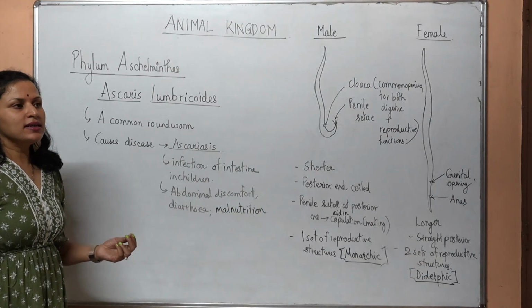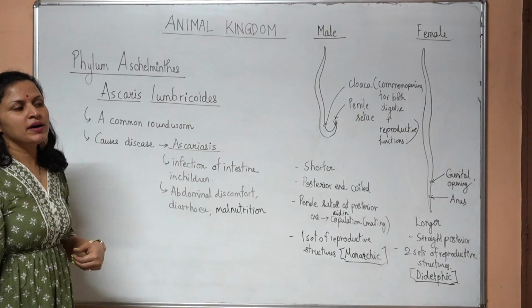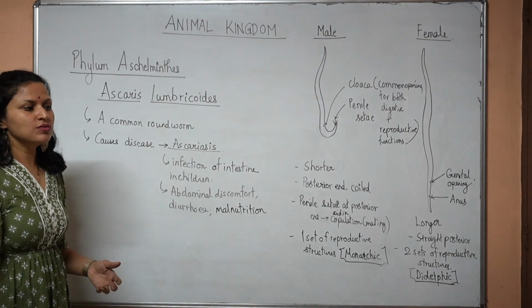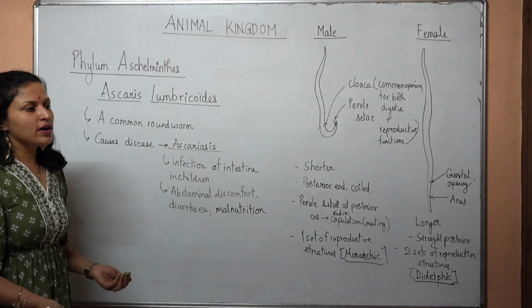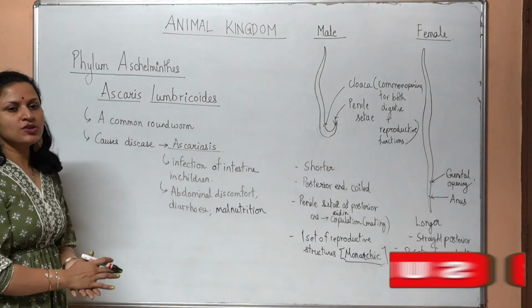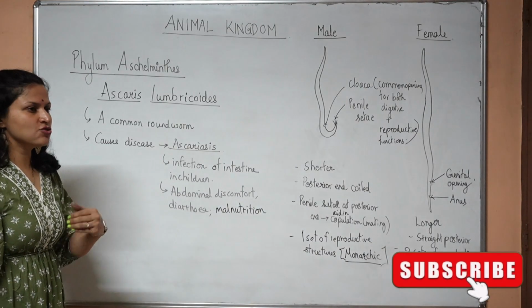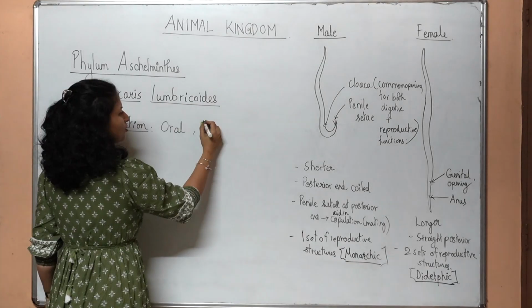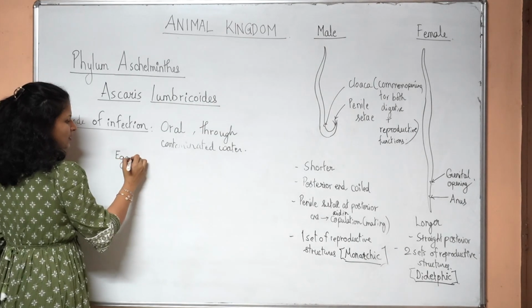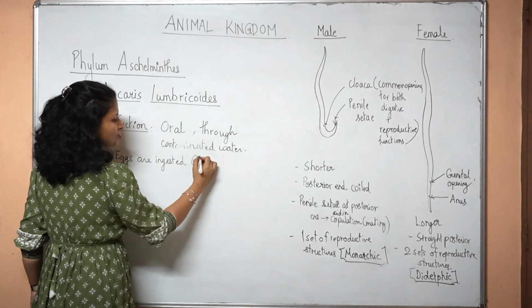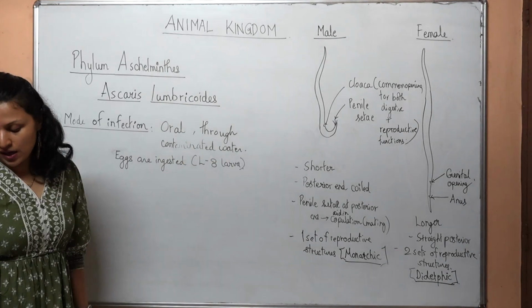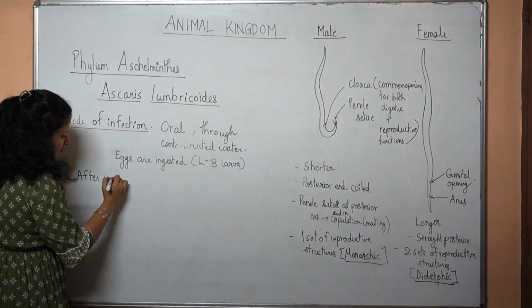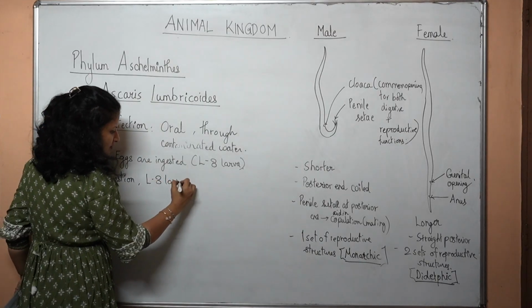The eggs containing larvae are usually ingested by small children because they play in the soil, etc. Because they don't wash their hands properly, the eggs are usually ingested. The mode of infection is usually oral, through contaminated water. Eggs are ingested, and these eggs usually contain the L3 larva, the third larval stage. After ingestion, the L3 larva hatches in the intestine.